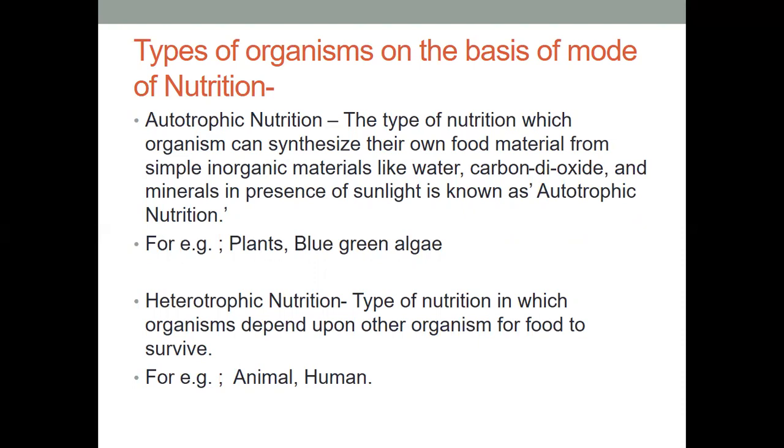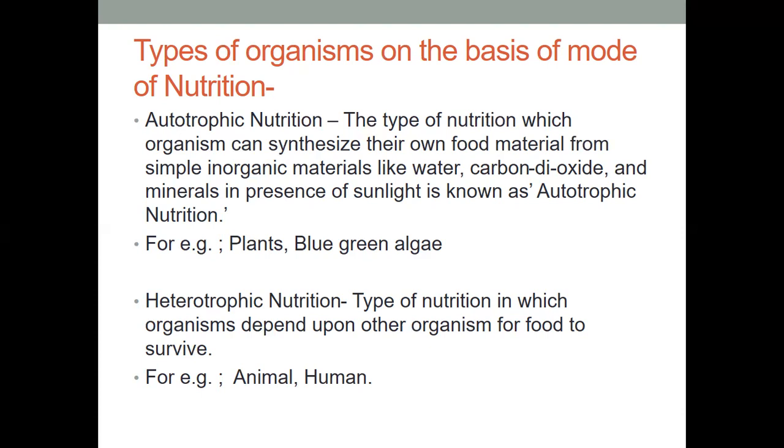So let's define autotrophic nutrition. What is autotrophic nutrition? Simply we can say it is the type of nutrition in which the organism can synthesize its own food material from simple inorganic materials like water, carbon dioxide, and minerals in presence of sunlight and chlorophyll, of course. For example, green plants and blue green algae are the most common examples of autotrophic nutrition.